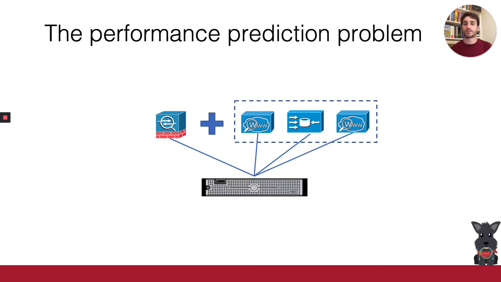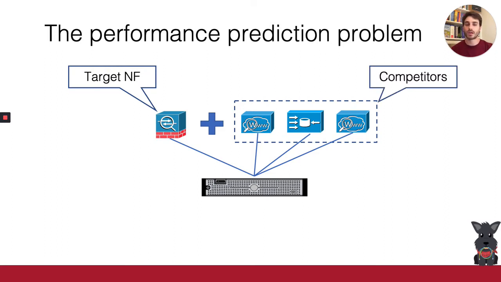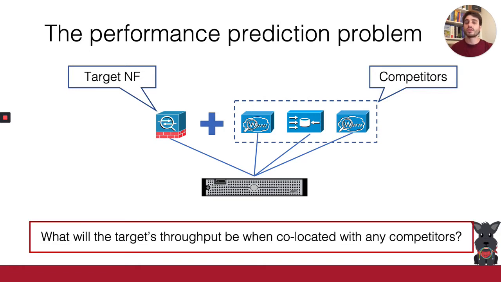Now, let's formalize the prediction problem a bit more. Dwight is given a set of NFs. One of these NFs is the target, or the NF whose throughput he cares about. In our running example, that is the firewall. The remaining NFs the target will be co-located with are competitors. The question then is simple. What will the target's throughput be when it is co-located on the same server with competition?